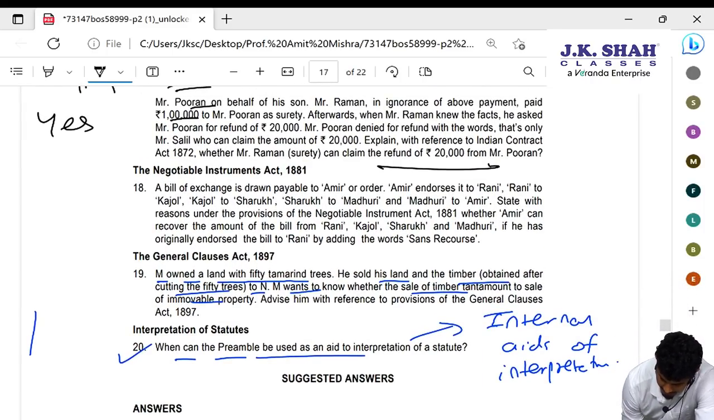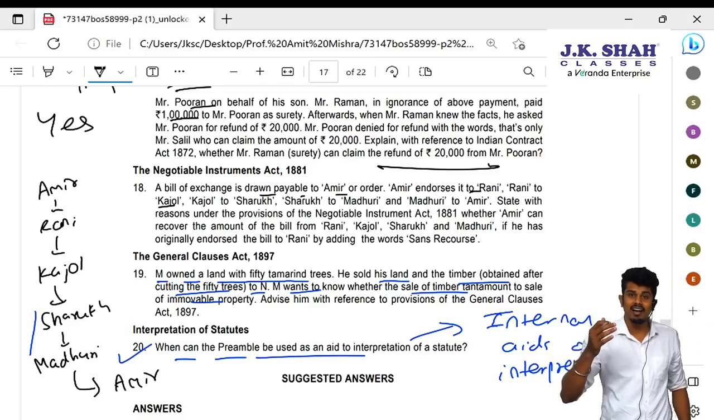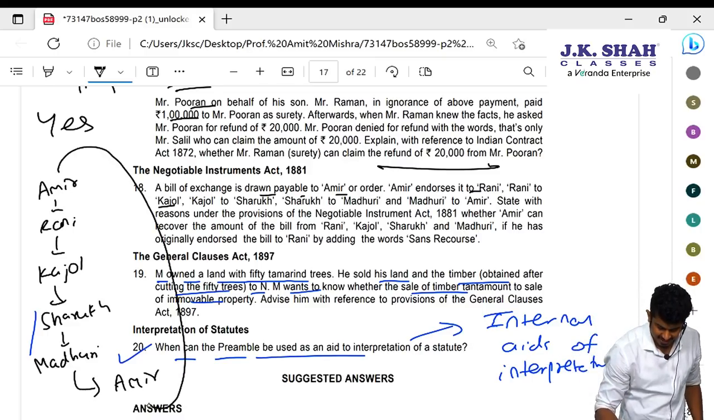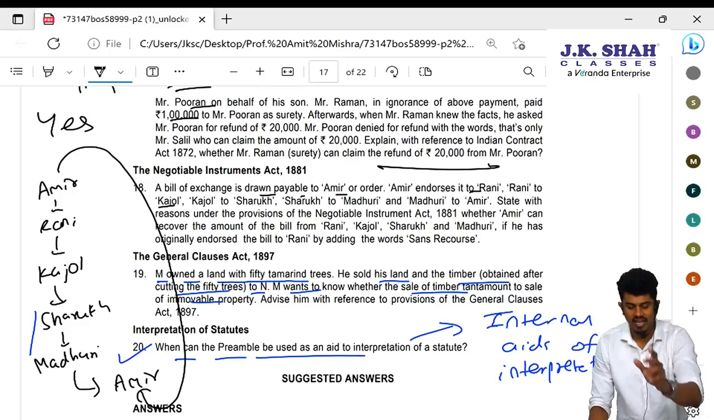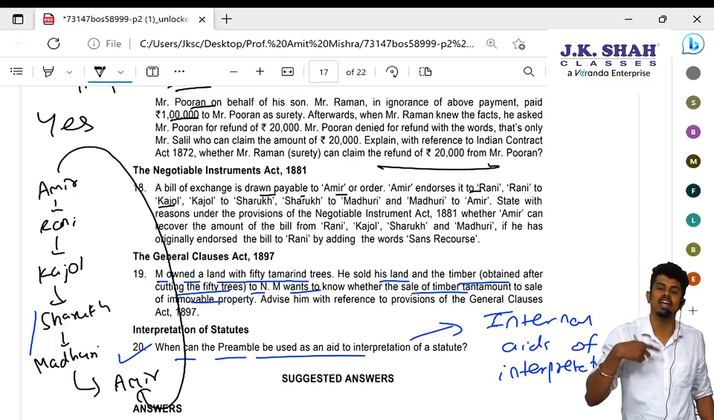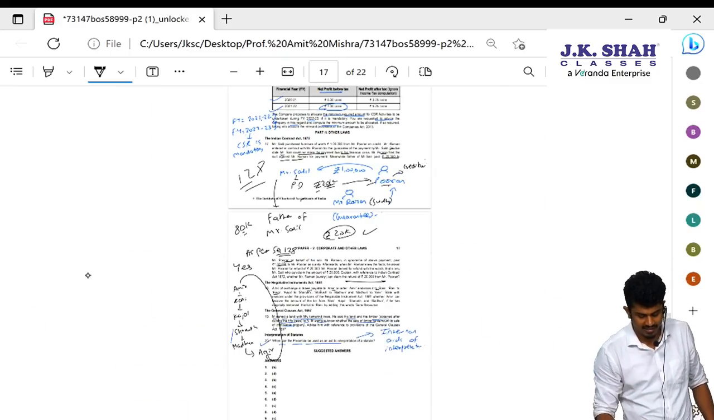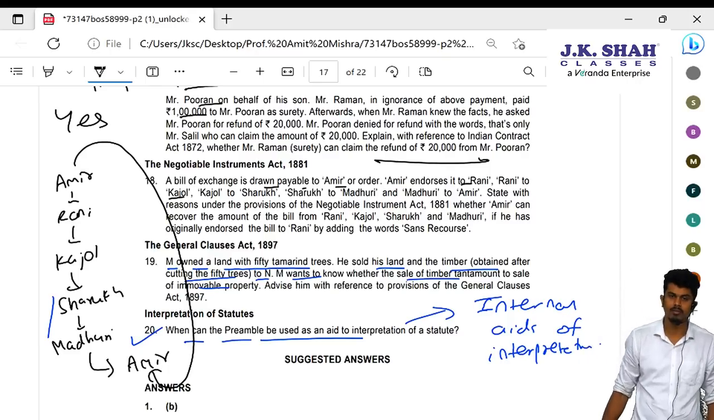Again, question number 18. In question number 18, bill is payable to Amir. Then Amir endorses it to Rani. Rani to Kajal. Kajal to Shahrukh, Shahrukh to Madhuri, and Madhuri to again Amir. Can I say bill is negotiated back? This concept relates to negotiation back, where if an instrument is endorsed and after endorsement it again comes back to the person who has endorsed it, then it is called negotiation back, and all the intermediate holders are discharged. All the intermediate holders, that is Rani, Kajal, Shahrukh and Madhuri, are discharged.